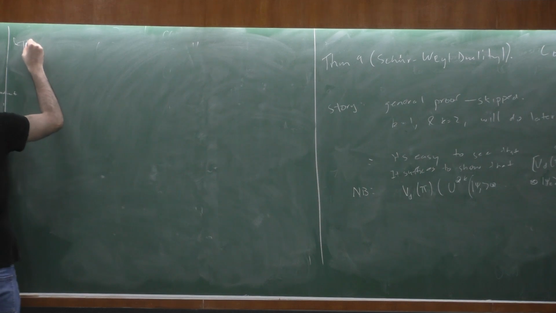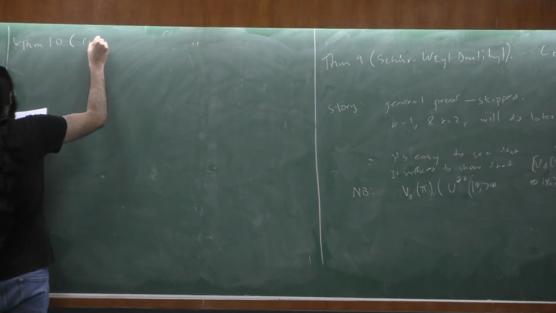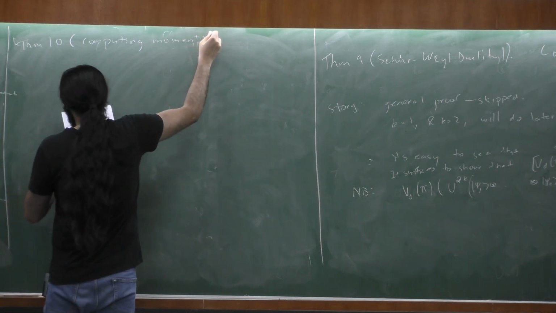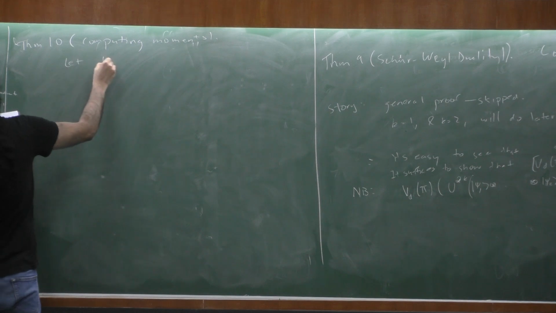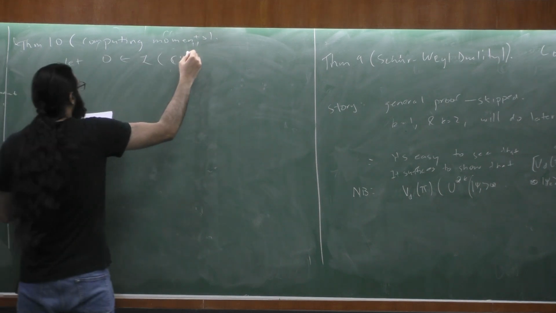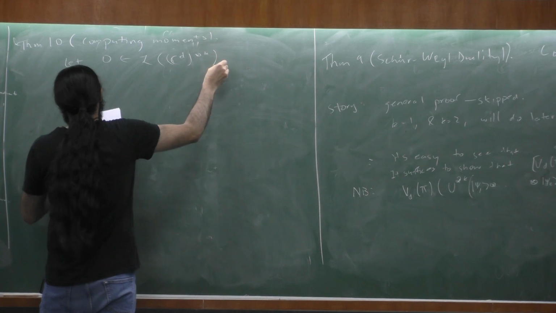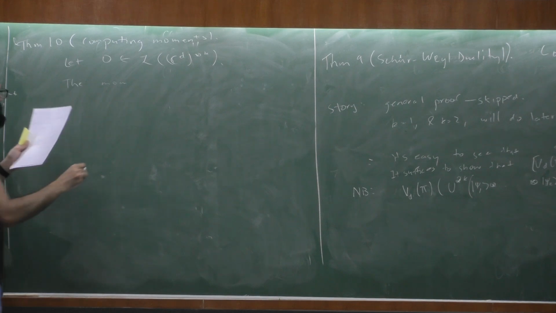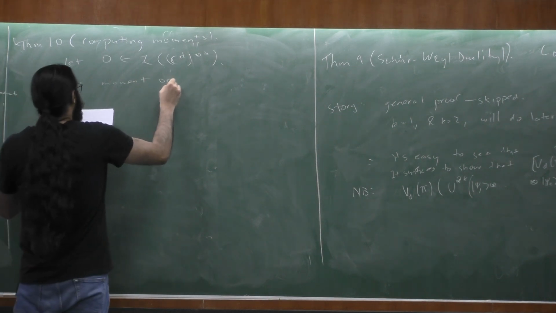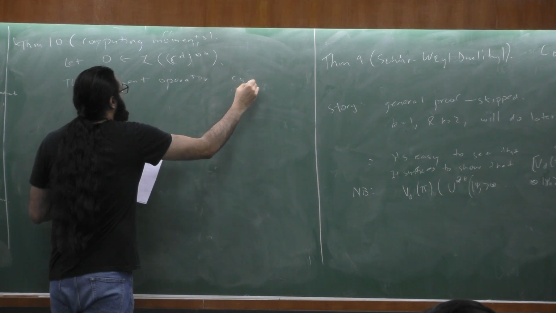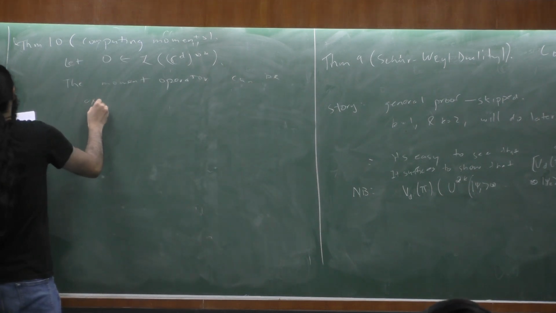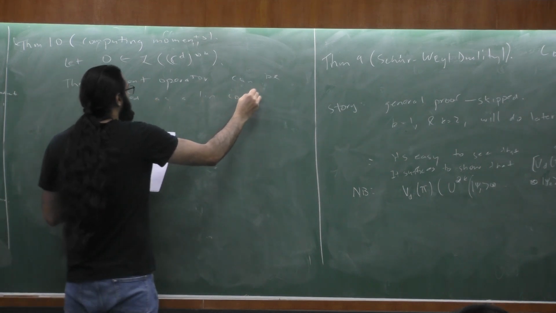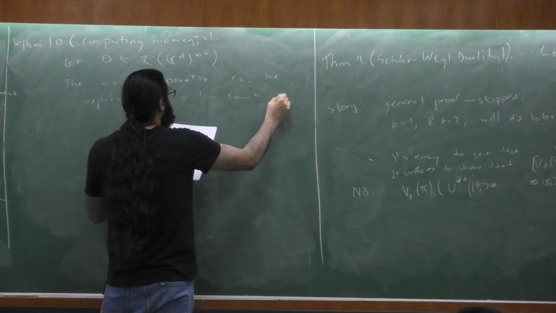Okay, so now we have theorem 10, which is computing moments. Let O be a linear operator on C^d tensor k. Then the moment operator can be expressed as a linear combination, and this part is not surprising, this just follows from the theorem, of permutation operators.